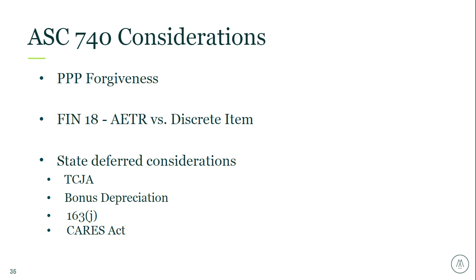TCJA, some states adopted it, some states didn't. Bonus depreciation, there's a lot of states that don't follow bonus depreciation, so you have to cover it over 7 years, makers. 163J, there's a lot of states that don't follow that, and then the CARES Act as well. So you can't just take all the federal activity, subject it to apportionment, and then multiply it by the statutory rates and say you're done. You really got to look state by state and make sure you've got all the right state adjustments factored in.